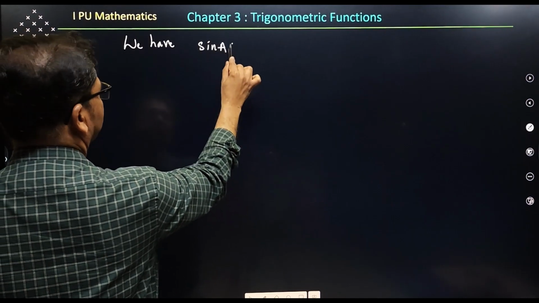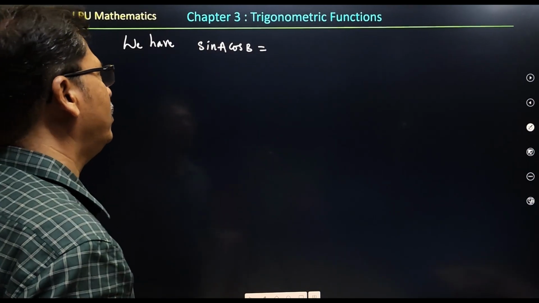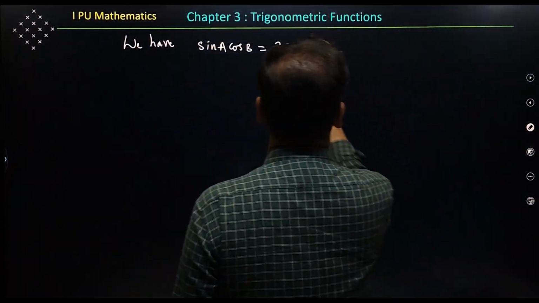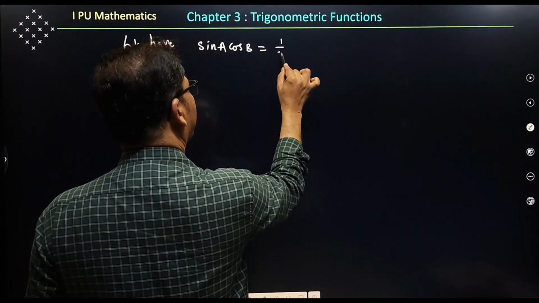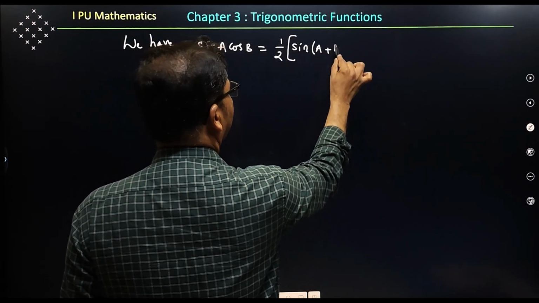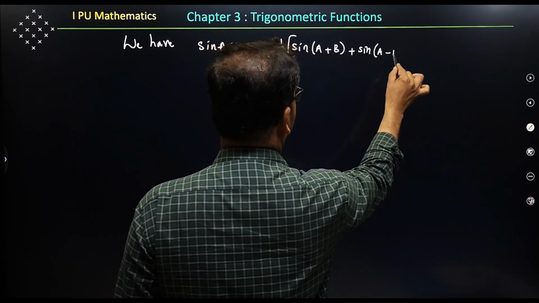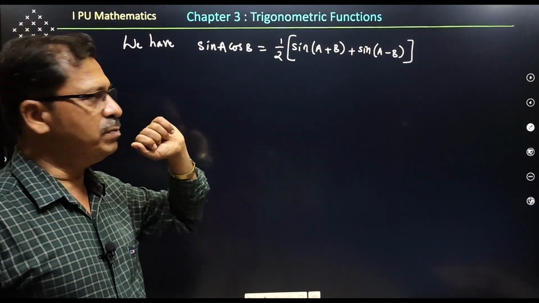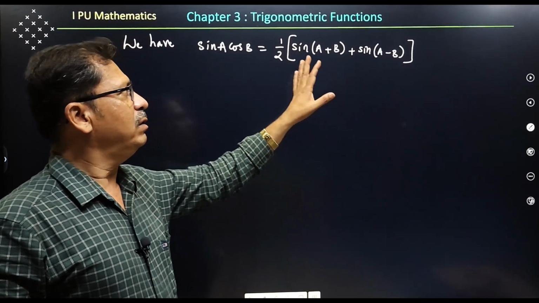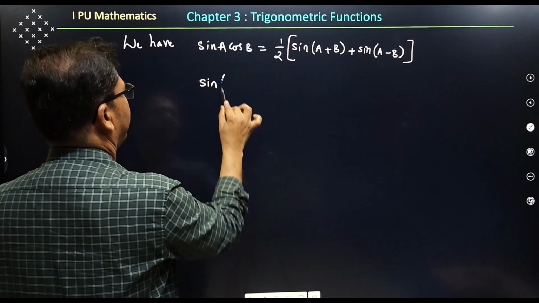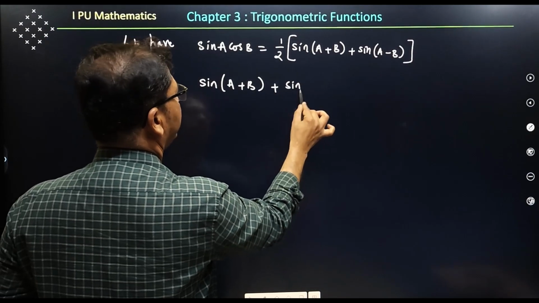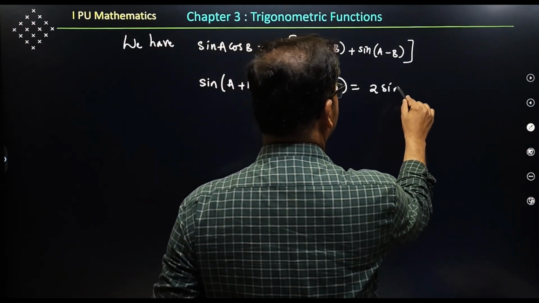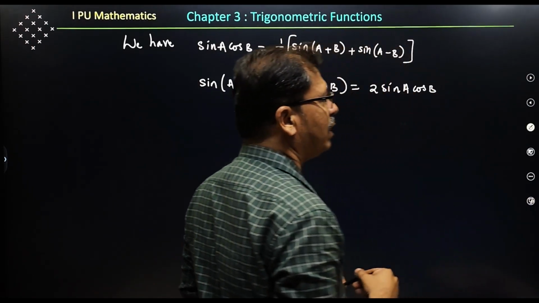Sin A cos B is equal to 1 by 2 into bracket sin of A plus B plus sin of A minus B. See, if you shift 2 to this side, it becomes 2 sin A cos B equal to sin of A plus B plus sin of A minus B. I will write it directly like this: sin of A plus B plus sin of A minus B is equal to, shifting 2 to this side, 2 into sin A cos B. I would like to call this equation number 1.